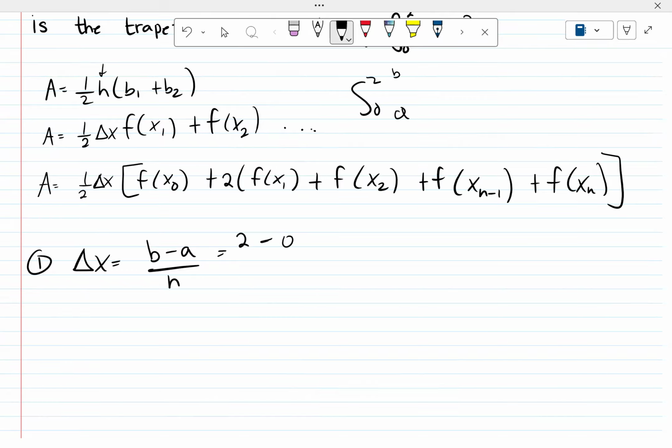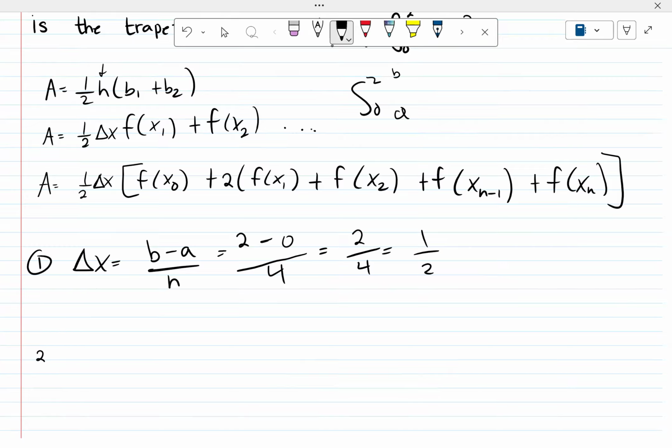So it's 2 minus 0, and then what is our n? They specifically said to use 4 equal subintervals, so I believe our n is going to be 4. Okay, so 2 minus 0 is 2, over 4, and that reduces to 1/2. So we found our delta x.